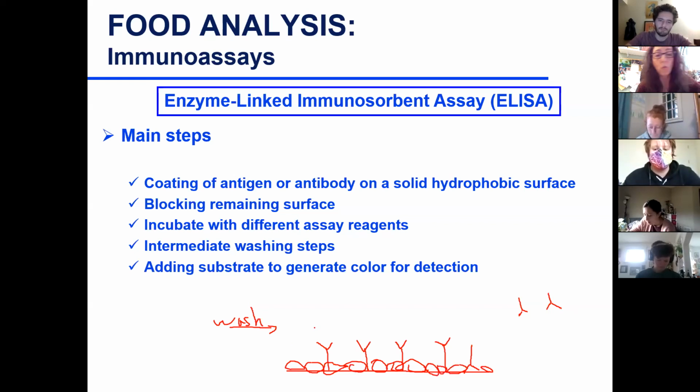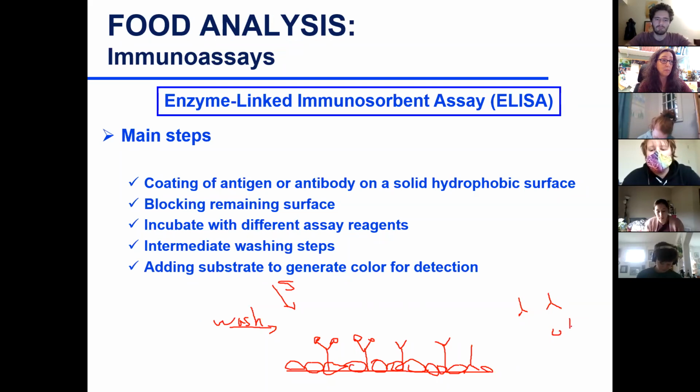All right, and then we do a wash. After every step, you do a wash. Next, you put your sample. Your antigen in the sample is going to bind. If you have antigen, it will bind in sandwich ELISA, and you do a wash after that. Anything that doesn't bind in your sample, different shapes of molecules, gets washed off. Okay, then you do a wash.